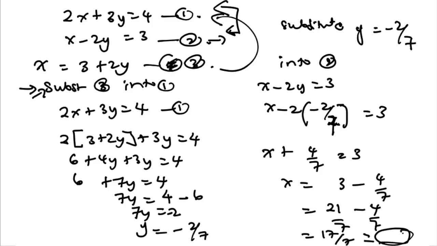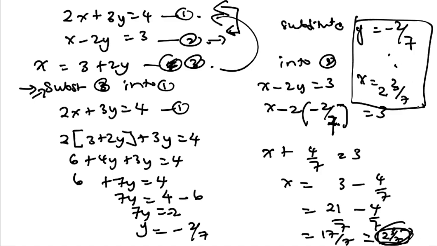Simplify further. Don't just leave it like that. In the textbook, as you can see, it leaves 17 over 7, but I want you to simplify it further. It becomes 2 and 3 over 7, isn't it? So you have 2 points here. x equals 2 and 3 over 7, and y equals minus 2 over 7.